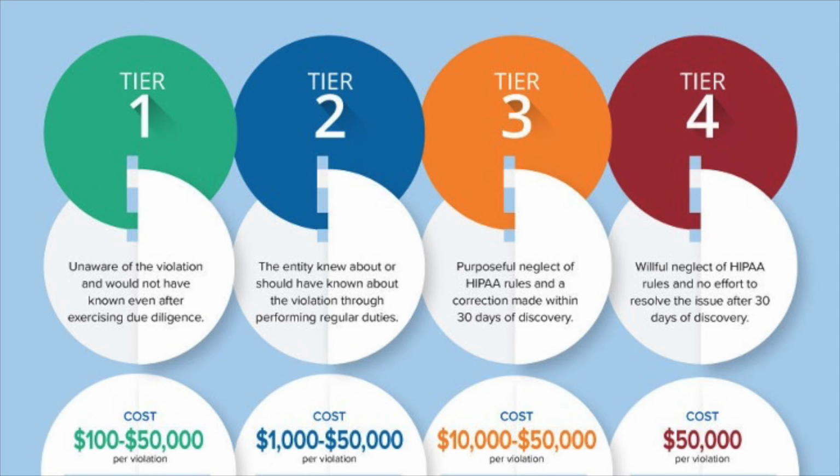So as you can see here, there are 4 tiers based on those 4 different types of breaches or classifications. The first one can be unaware of the violation, not having known or taken the correct steps to prevent it, and then something happens anyway. It's still a violation. There's still a fine. It can cost anywhere from $100 to $50,000, depending on how many people and what is involved.